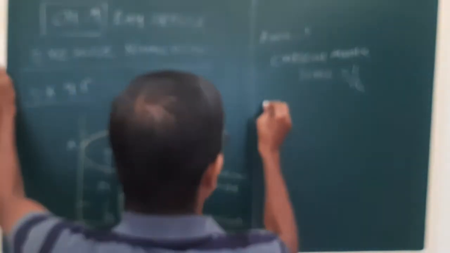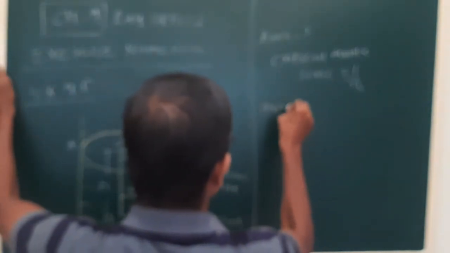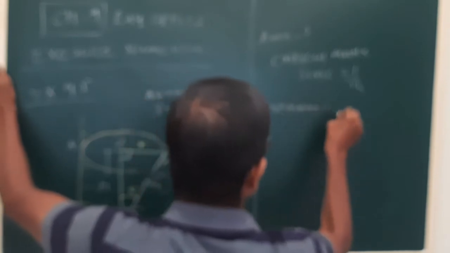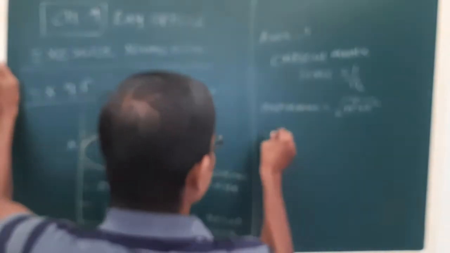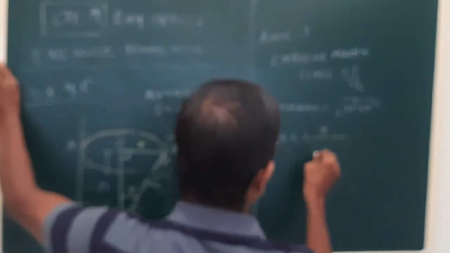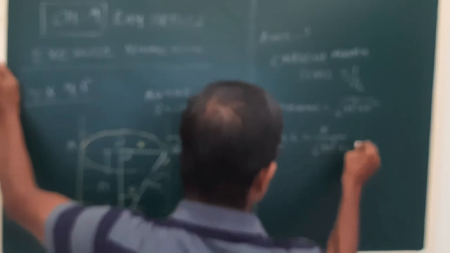And what is the formula of sin C? Sin is opposite upon hypotenuse. Now what will be the hypotenuse? The hypotenuse will be equal to under root h square plus r square. This side is h, this is r. Now sin C is opposite upon hypotenuse, that is r upon under root h square plus r square.